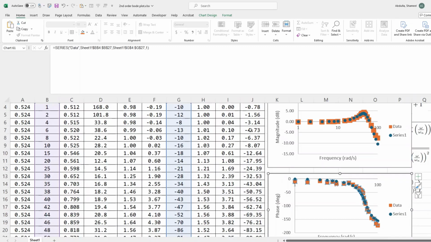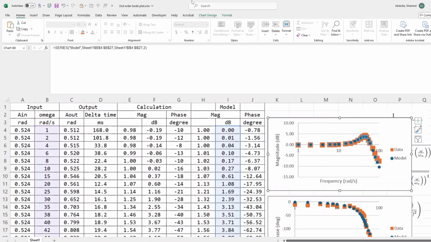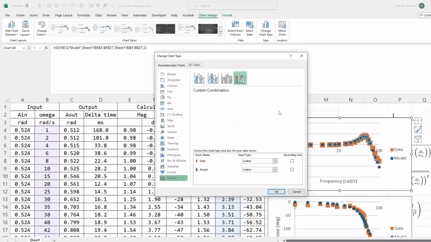The data is the orange one, and the blue one is the model. Let's click on the model and name it model. Then you might want to change the chart type. If you go to Chart Design, Change Chart Type, you want the model to be a line. So we can do a smooth line.